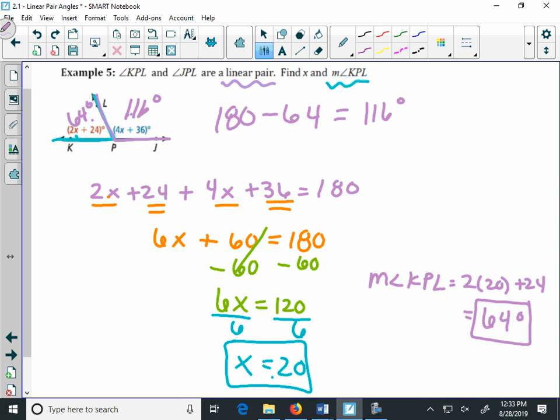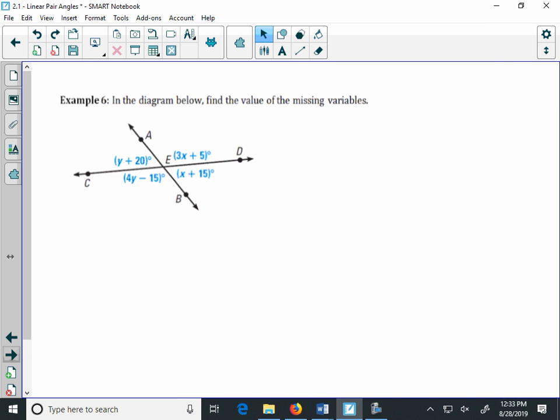So take a look at this last one. We want to find the value of the missing variables in the diagram, and in this case we have two. We have x and we have y. Don't write this down what I'm about to write down. Just watch.